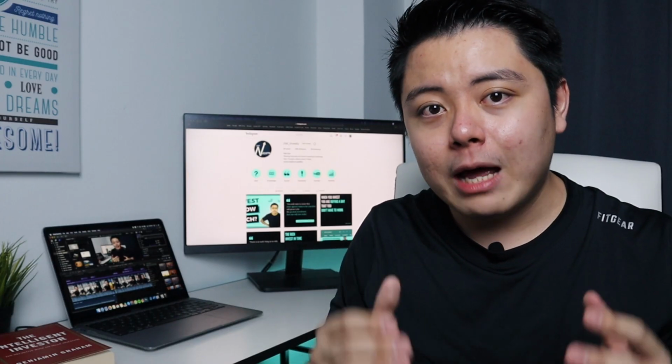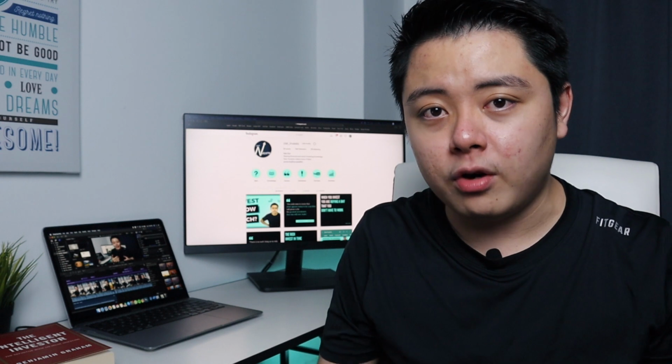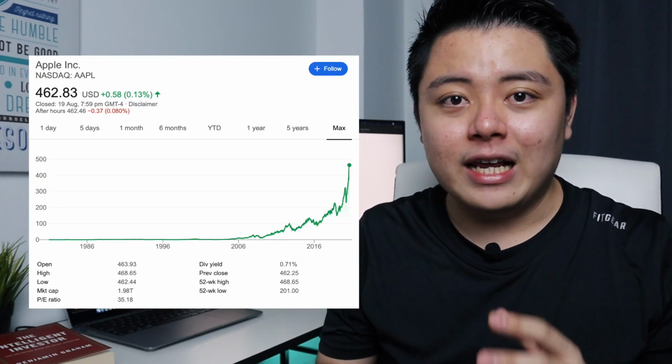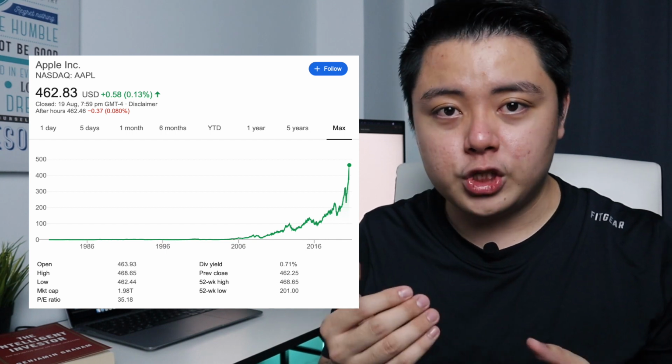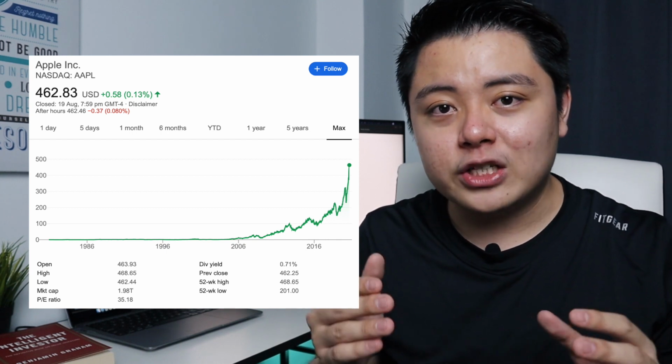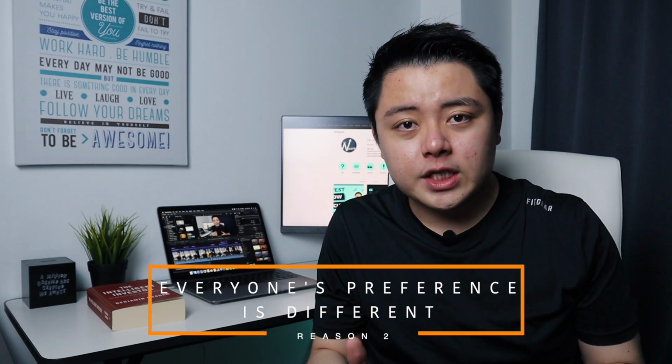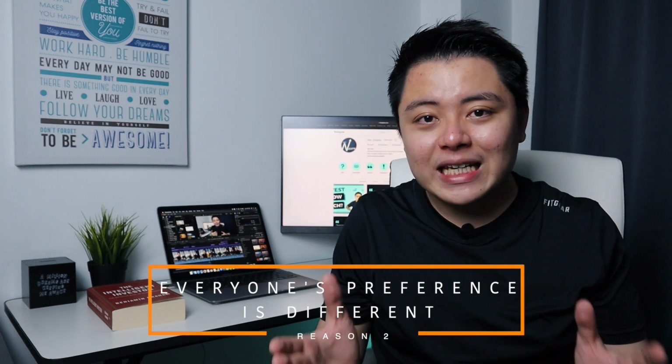With that in mind, Apple consistently grew their profit and increased their customer base year after year. And as a result, as you can see from its share price, it never looked back and just went higher and higher. Now, the second reason why I can't tell you which strategy is better is because everyone's risk appetite as well as preference is different.